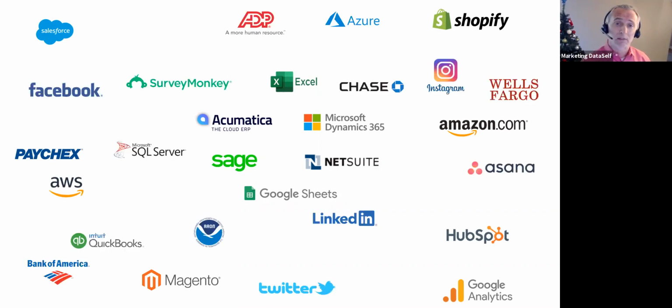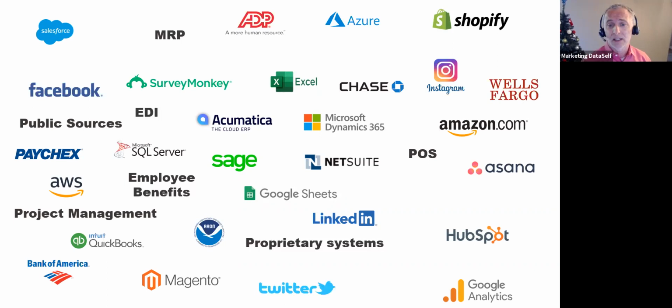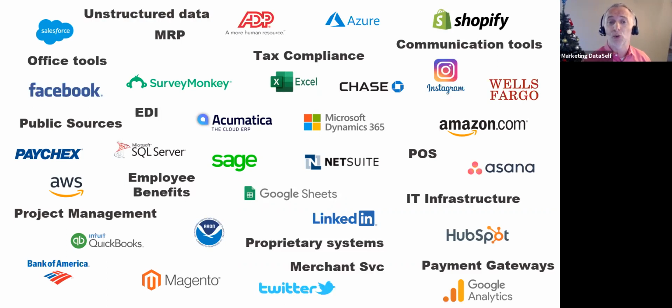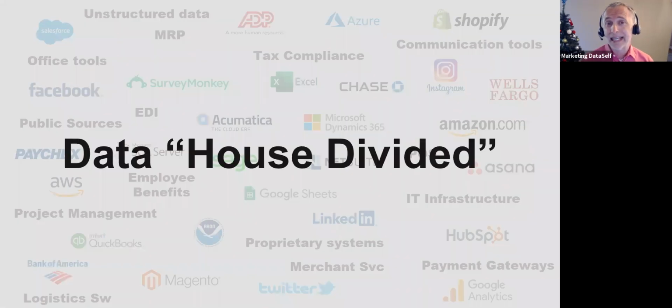Overall, we have seen that companies usually use more than 20 different data silos to manage their business, more than 20 on average. DataSelf, we are a fairly small business and we use more than 20. So Google Analytics, Excel sheets, project management is all over the place. We call this the data house divided.